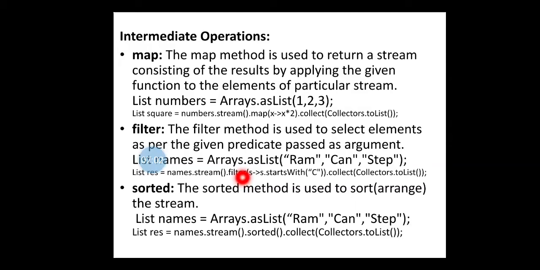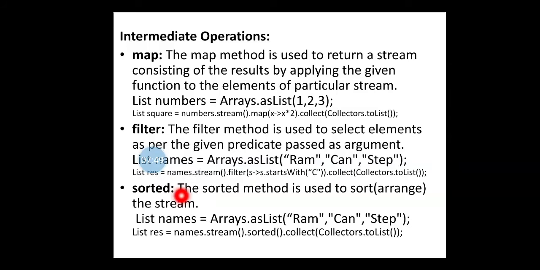The filter of s, s tends to, that is the lambda expression of s dot starts with C. So it returns the set of all strings which start with C. After the results are returned, we have to store the result in one of the collection operators, so we are going to apply the method collect of Collectors dot toList. The toList method converts the stream into list type.